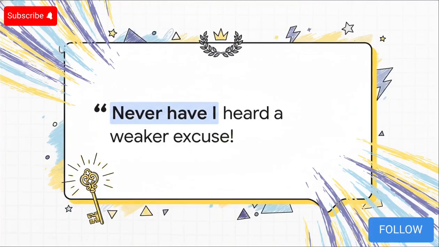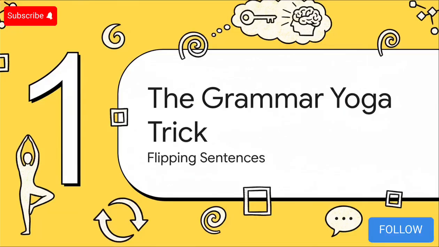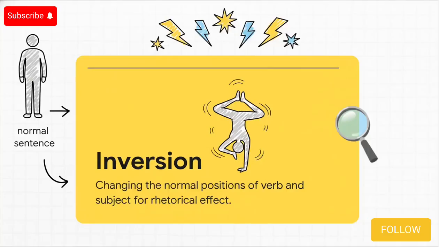This isn't just about boring old grammar rules. This is about learning to make an impact. So, how do we actually do it? Forget about memorizing 100 different rules. Seriously, all you need is one simple, powerful idea. I like to call it grammar yoga. Just think about it for a second. A normal sentence is kind of like you're just standing straight. It's fine, it works. But inversion, that's like striking a powerful, flexible yoga pose. You're flipping the normal order of your words to put stress and emphasis in a completely new place. It grabs people's attention instantly.